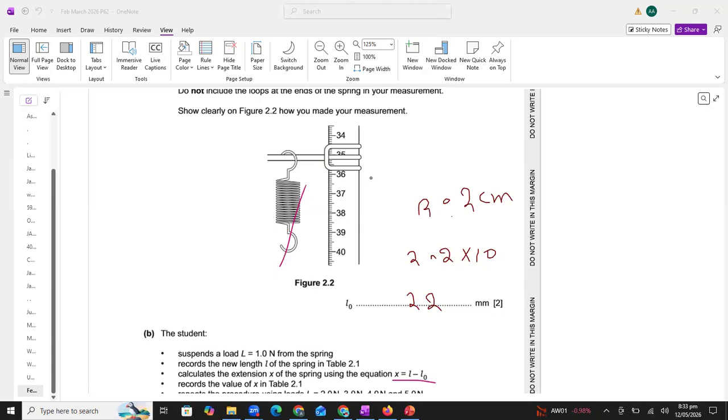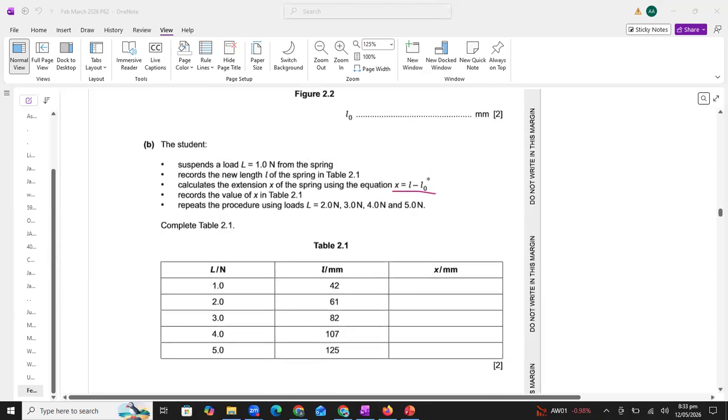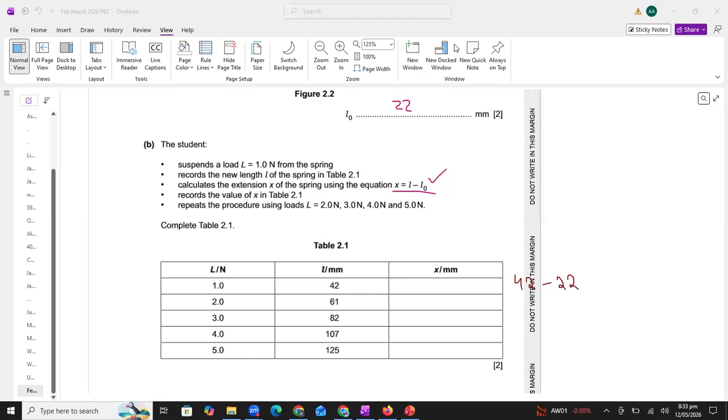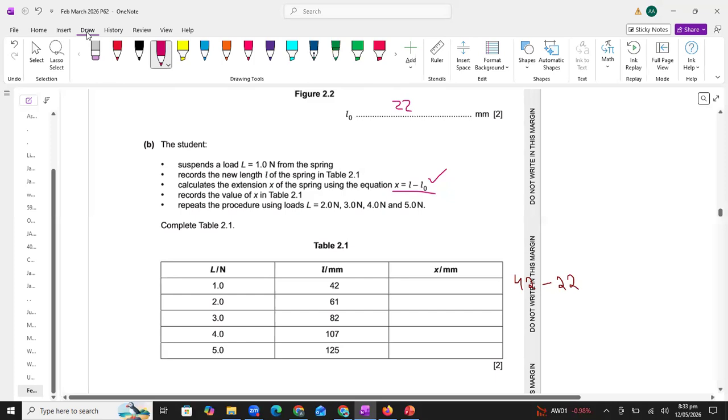Now I'm moving towards the next part. We have to find the reading of extension here. According to this formula, we have to fill it. Now you can see we were getting the reading 22 millimeter, which is the initial length L0. So for every calculation, we have to subtract L minus L0. So it means 42 minus 22. What will we get, students? We have to complete this table. Hurry up. We are getting 20 millimeter here.